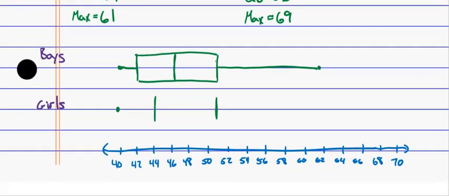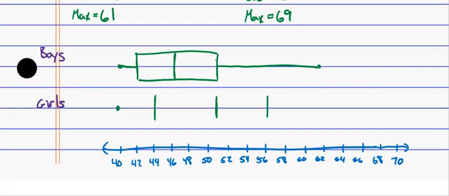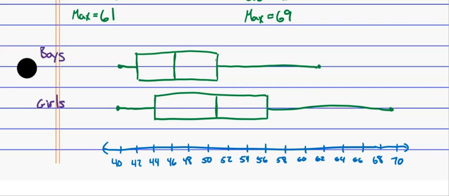And then a 56. And a 69. And that is the dot over here. So again, I make a box using those quartiles. I connect the maximum and minimum with these kind of whisker things, okay? And really, when we look at that, we can see that the boys' data is clearly more consistent. Their heights are more consistent in middle school, and the girls are more varied.